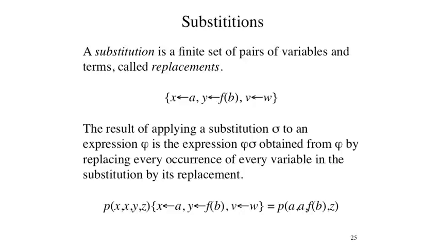The result of applying a substitution, call it sigma, to an expression phi, is the expression written phi sigma, obtained from phi by replacing every occurrence of every variable in sigma by the term with which it is associated. For example, applying our substitution to the expression p of x, x, y, z yields p of a, a, f of b, and z.